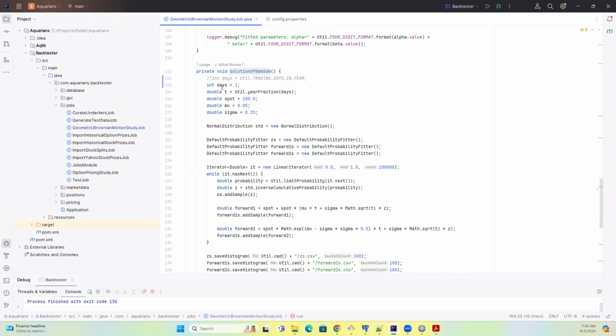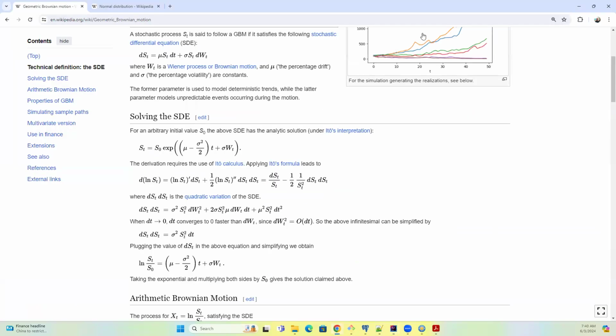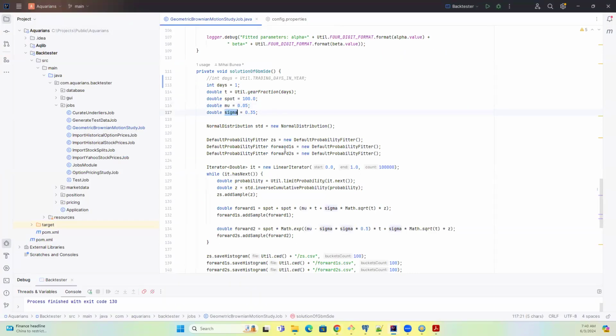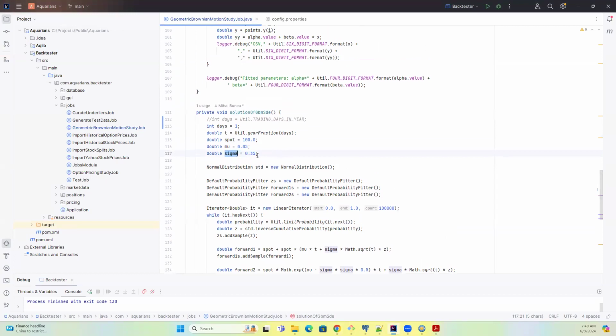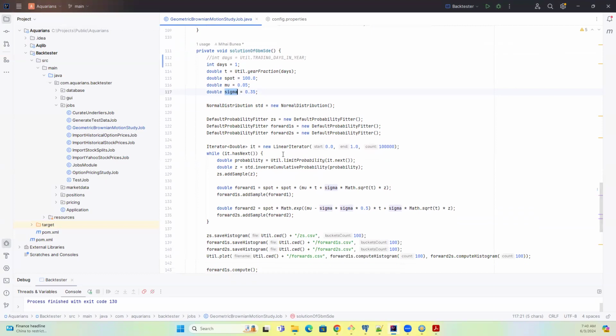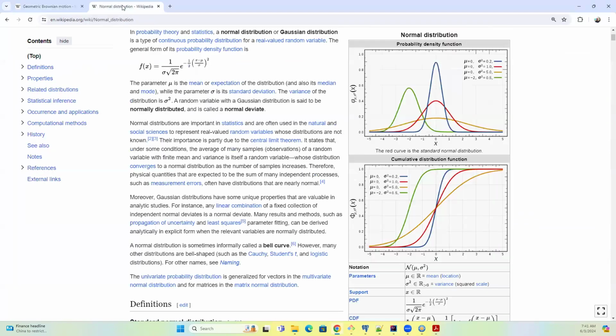So now we start with 1 day. Spot price is 100. Spot growth rate is 5% per year. Stock volatility is 35% per year. And how are we going to generate the distribution of the stock prices at maturity? We are going to use a technique called inversion of the cumulative distribution function.